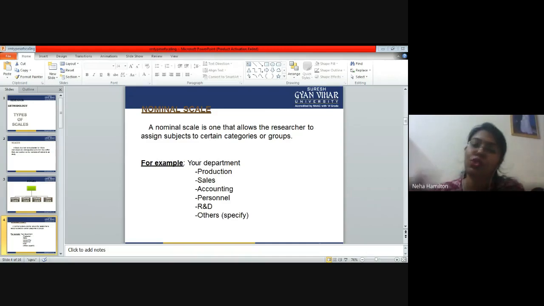So, if the question is what is your profession in a particular department, we code production as department A, sales as department B, accounting as department C, personnel as D, R&D as E, and others as F, right? So this is how it goes. This is what is called the nominal scale. Now let's move forward.